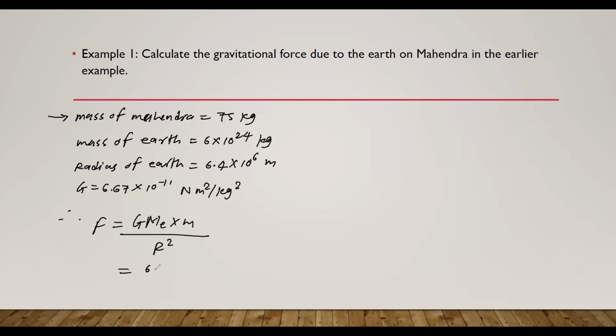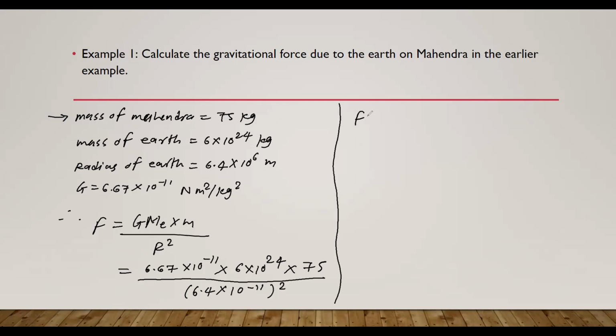So put all the values: 6.67 into 10 raised to minus 11, into mass of the Earth, which is 6 into 10 raised to 24, into mass of the Mahendra, which is 75, divided by R, that is 6.4, into 10 raised to minus 11, the square. Now again you need to simplify all these.